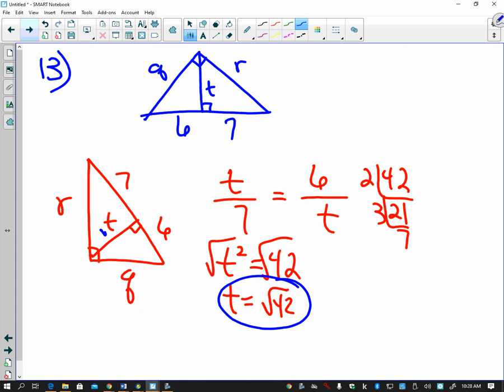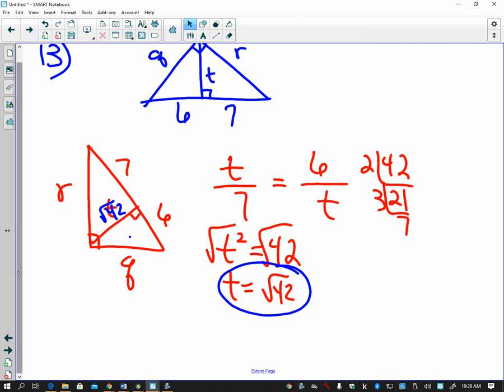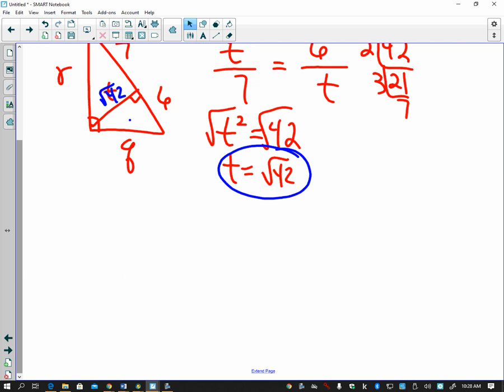So square root 42. Now here's the handy thing: notice that this lower triangle right here is a right triangle, correct? So honestly, I have enough information to solve R and Q just using the Pythagorean theorem at this point. Do we see that? Would we rather do it that way? Okay, so we'll keep it based upon something that we know how to do without adding a whole bunch of different geometric mean principles.